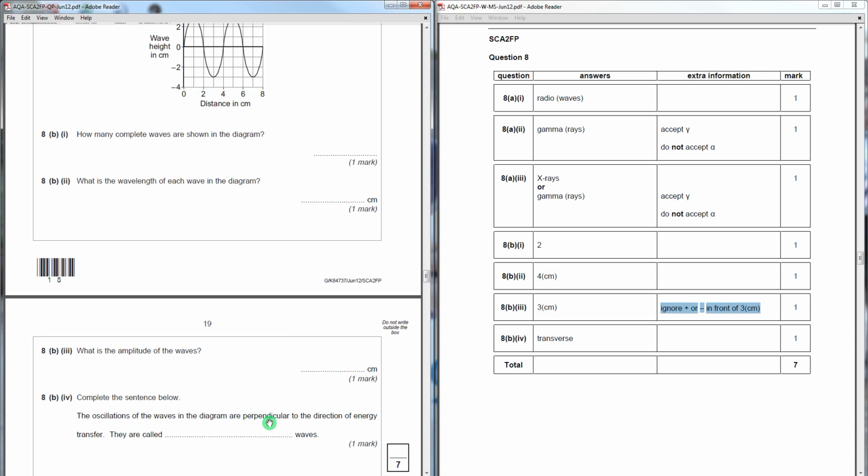Okay, so all you need to do really to remember that is the word perpendicular in this description is going to give us a wave that is transverse if we're talking about the energy transfer and the vibrations or oscillations. The other type of wave you could have is one where the energy transfer is in the same direction as the oscillation, and that wave is a longitudinal wave.